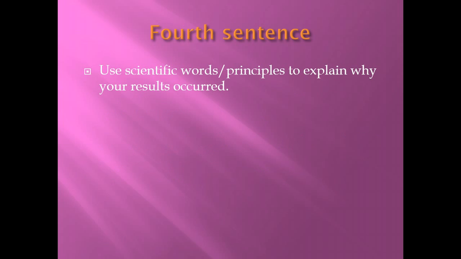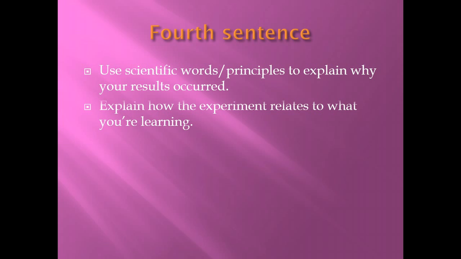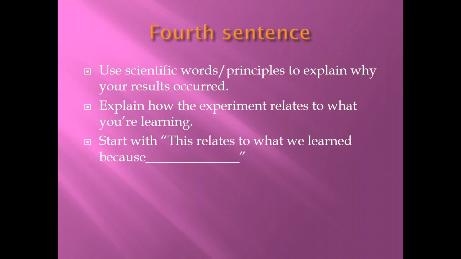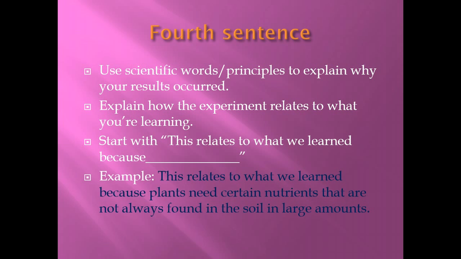Your fourth sentence is probably the most difficult one to write. In this sentence, I'm expecting you to use scientific words or principles to explain why your results occurred. In this sentence, you explain how the experiment relates to what you're learning. So you start the sentence with, this relates to what we learned because, and you fill in the blank. So in the fertilizer experiment, I might say, this relates to what we learned because plants need certain nutrients that are not always found in the soil in large amounts.